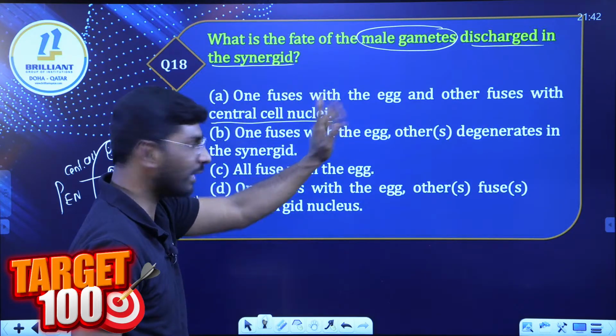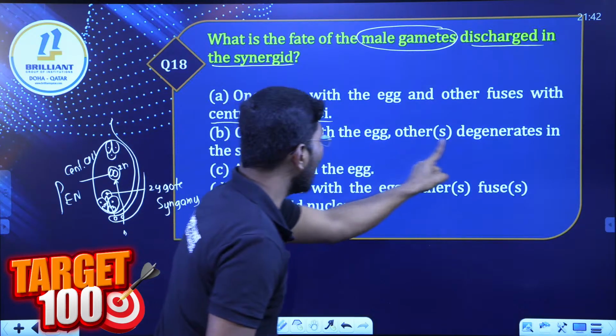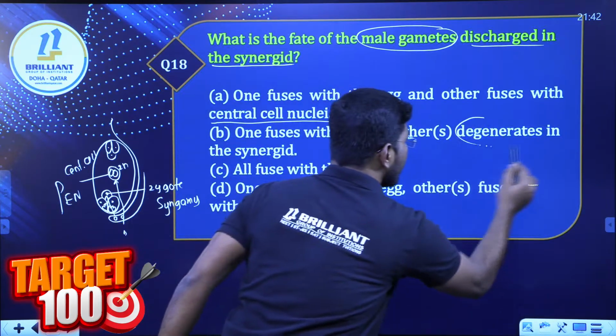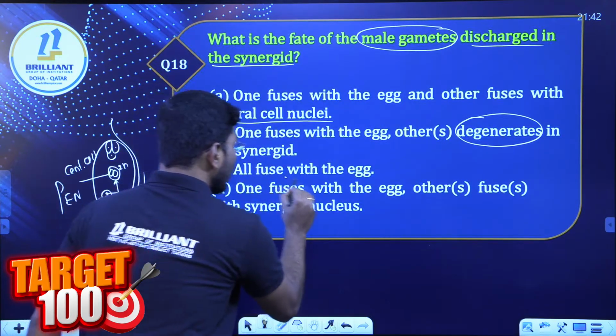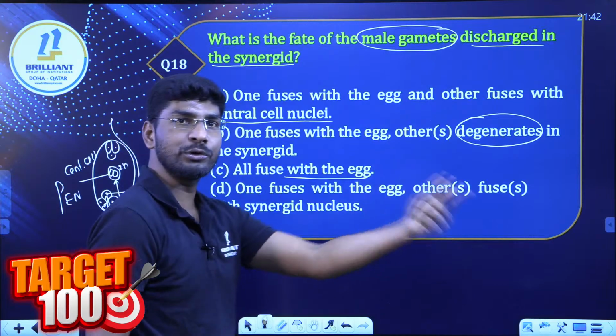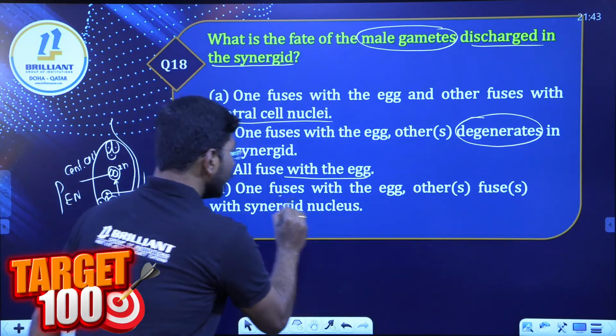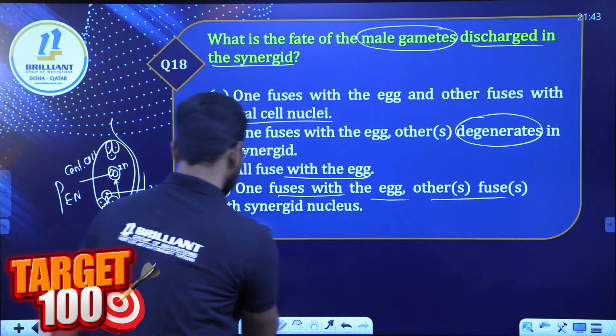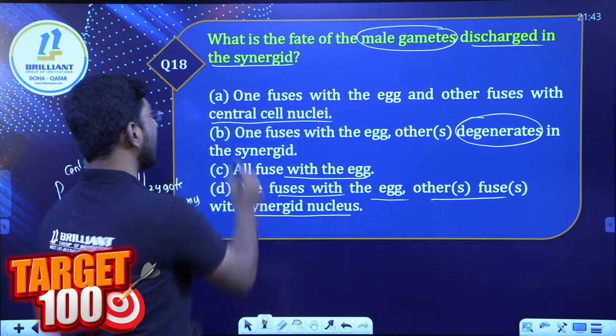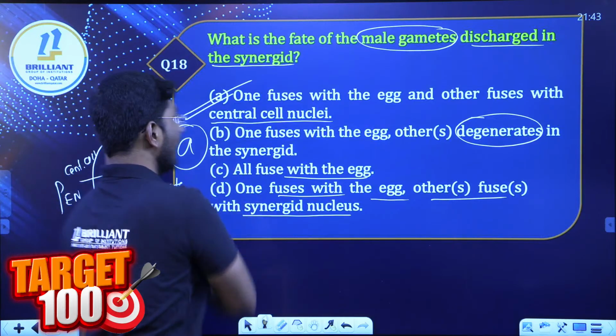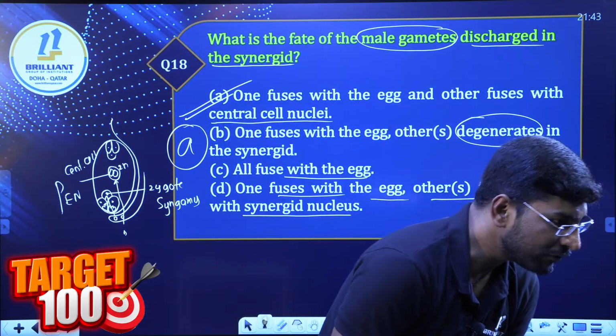Okay, appropriate, correct. One fuses with the egg, others degenerate? No, they are not degenerate. All fuse with the egg? No, if all fuse with the egg, what is the ploidy of the zygote? No, it's not correct. One fuses with the egg, others fuse with the synergid, other fuses with the central nucleus? So option A. Anybody? Right, good, very good.